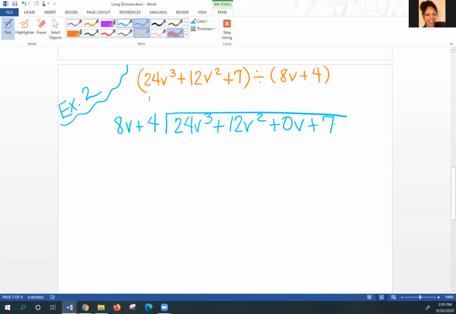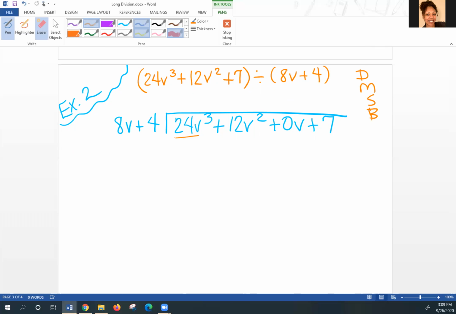And now I'm going to do the steps that I was doing a few minutes ago: divide, multiply, subtract, and then bring down. Where did I get v from? Oh my goodness, I meant b. All right.